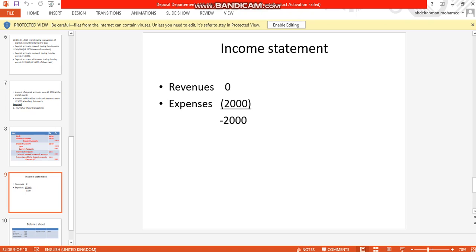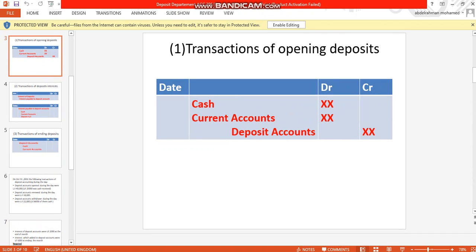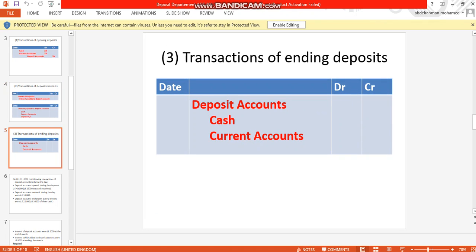The third transaction related to this activity, ending the deposit account. The journal is from cash or current account by deposit account, the reverse entry of the previous transaction. When you issue, opening from cash or current account to deposit account, you end the deposit from deposit accounts by cash and current account. This is the reverse entry of issuing this account.